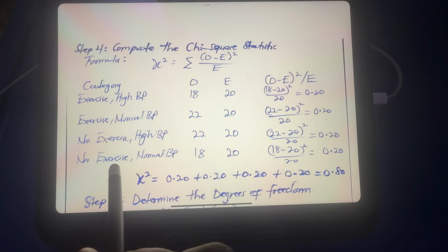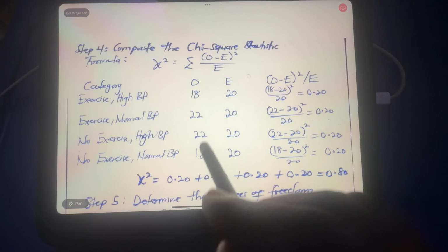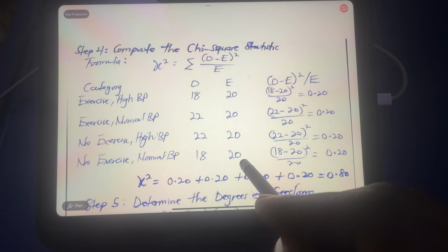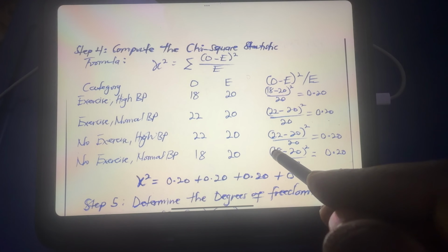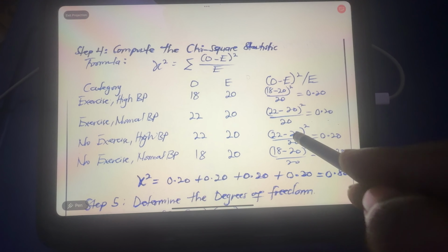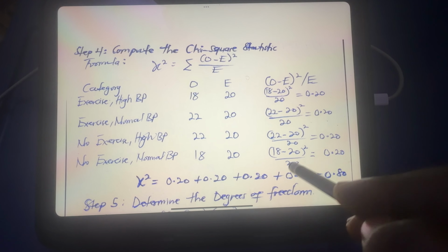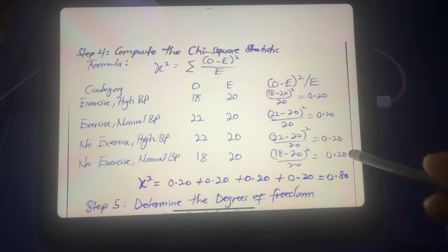Now, do not exercise regularly with normal blood pressure. Observed is 18. Expected is 20. You put this into the formula. You get 18 minus 20, close the bracket, all squared, all over 20. That will give you 0.20.